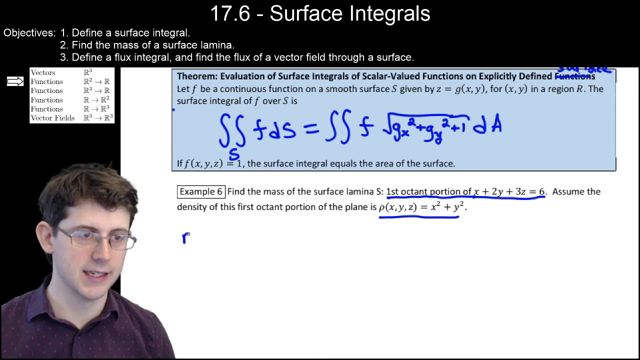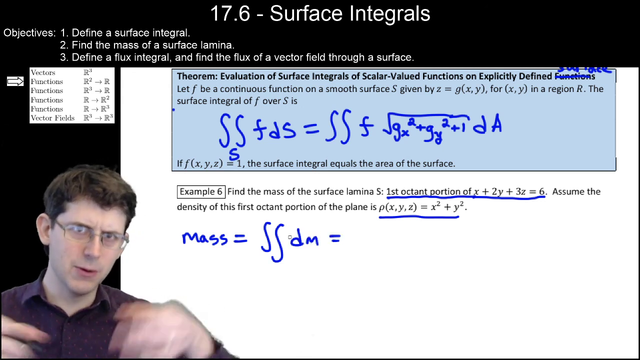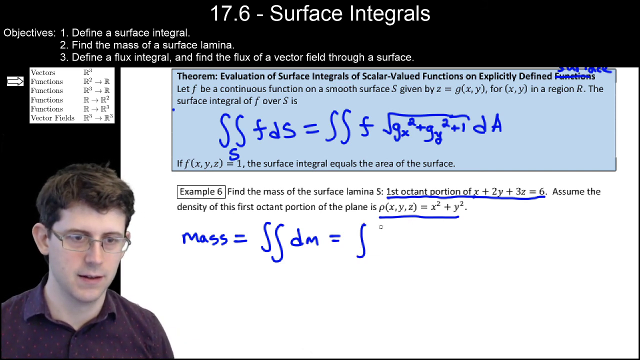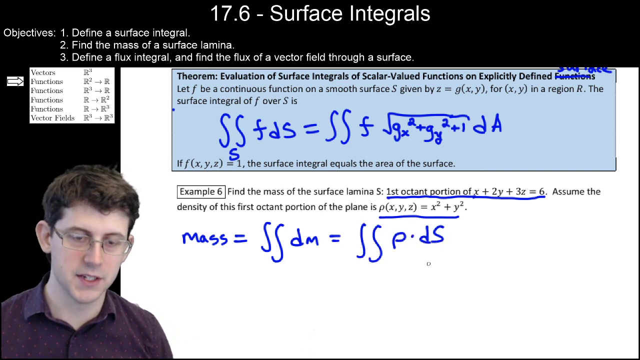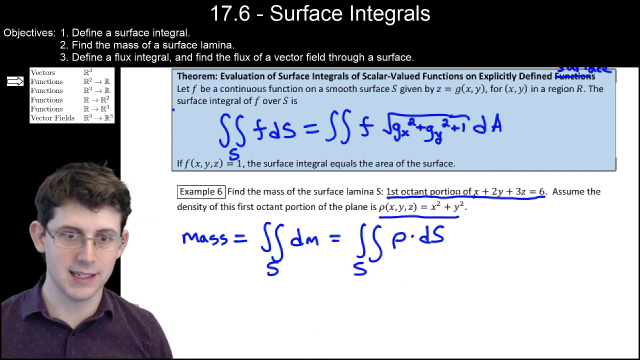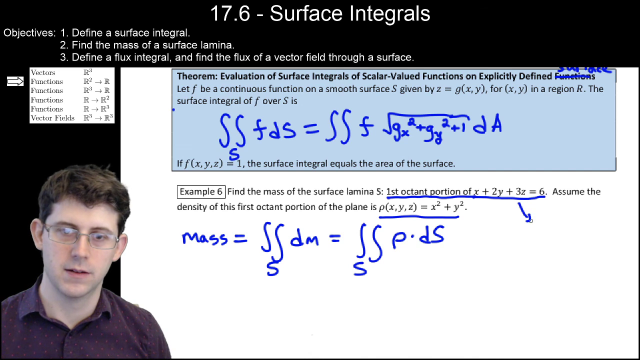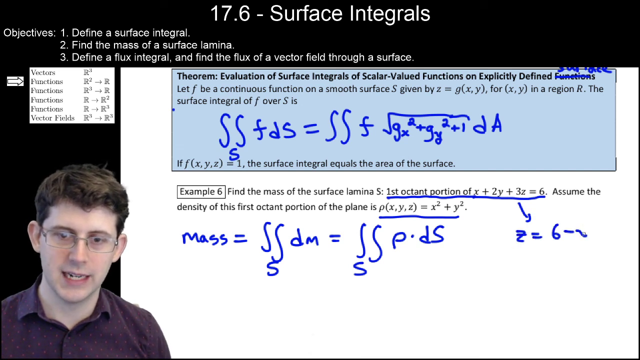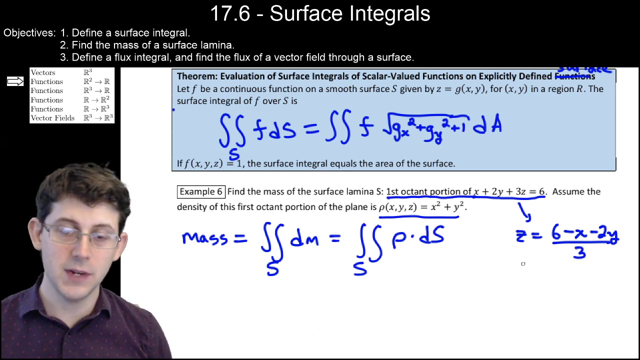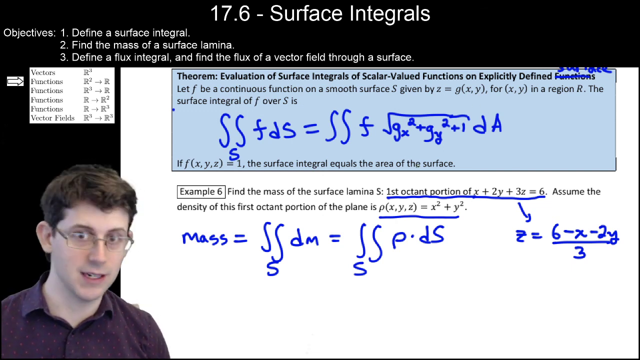Okay, well, how do you find mass? To find the mass, you should add up all the little bits of mass. But mass is found by the amount of the thing times the density. So it's going to be the density times how much of the surface you have. So this is a surface integral. And we can write the surface explicitly by solving for z. You do 6 minus x minus 2y and divide the whole thing by 3. So this is my surface. And if you can write your surface explicitly, then you can use this cheap formula where you don't have to do any cross products.